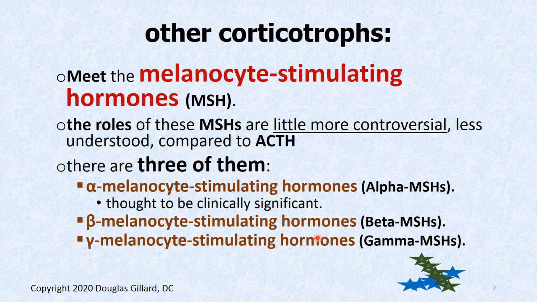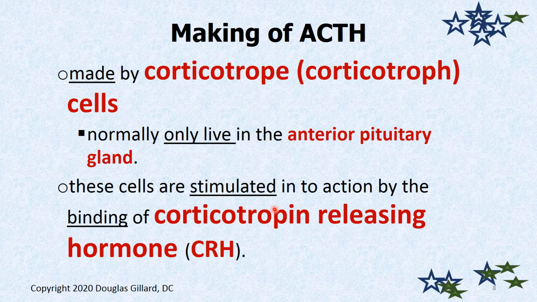Other corticotroph cells, so there are some other corticotropes besides ACTH. There's one called melanocyte-stimulating hormone, MSH, and there's actually three flavors. There's even more of them, but there's three mainstream flavors: the alpha, beta, and gamma MSHs. The only one we think we really know what it does is alpha MSH, and we'll look at that. I won't spoil the surprise, but they're not super well understood.